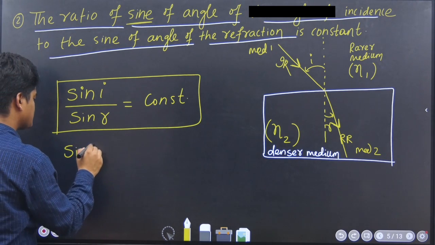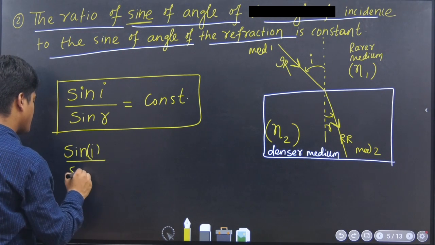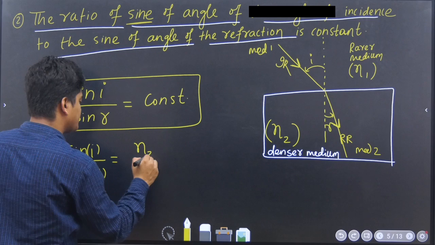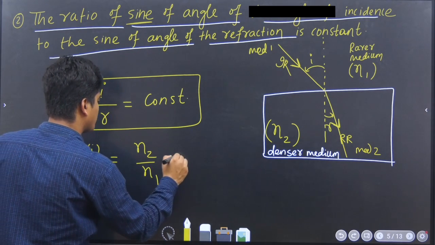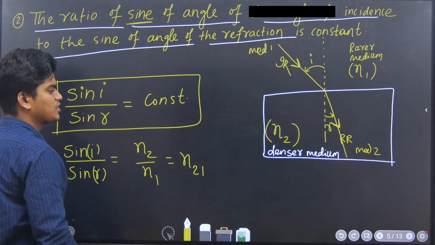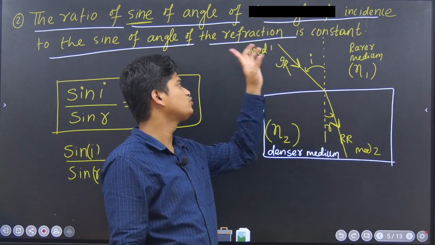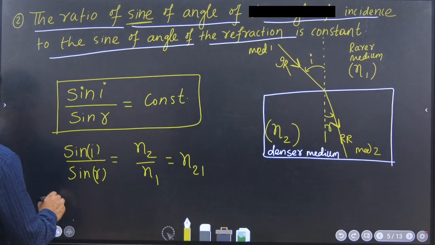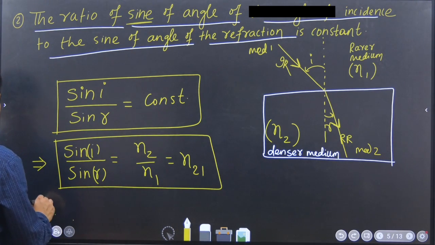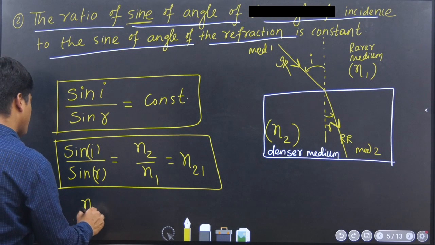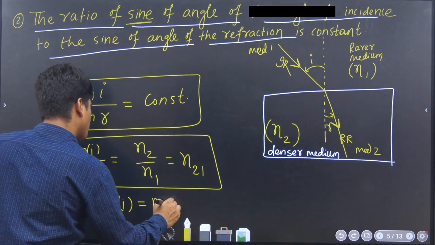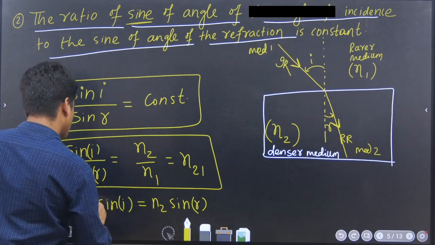I can write sine i by sine r is nothing but eta 2 by eta 1, or you can write eta 2 1, which is called the refractive index of medium 2 with respect to medium 1. So you can keep this in mind. Also I can write n1 sine i equals n2 sine r.